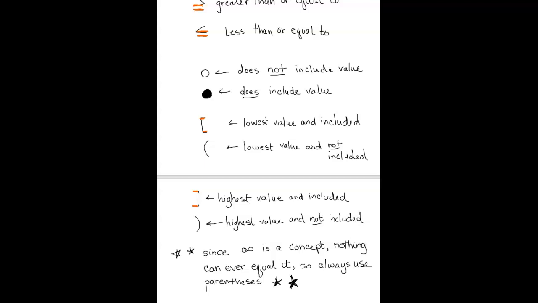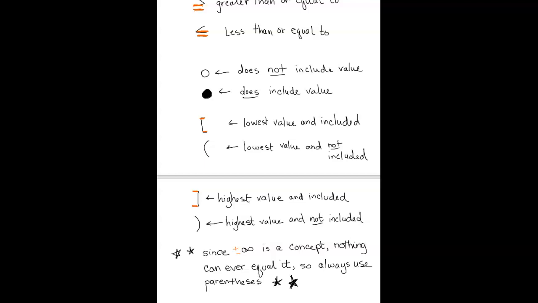If you have infinity, either positive or negative, that's a concept. There is no such actual number. It's the idea that however far you go down the number line or how far you go up the number line, there's always somewhere further to go. So since that's a concept, there's no way to actually get there, so there's no way to be equal to it. So we use parens, okay?